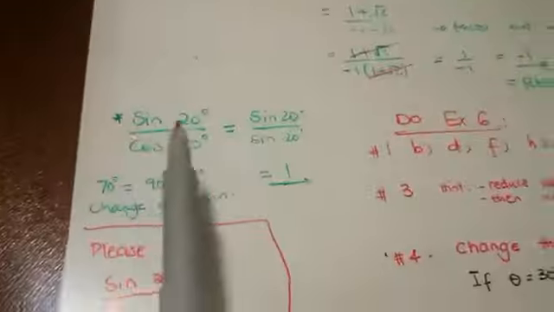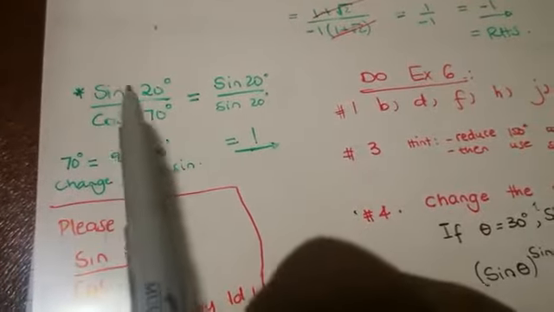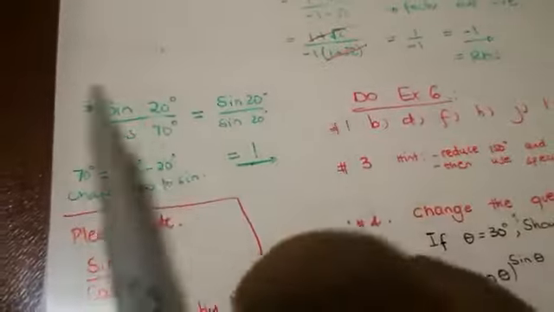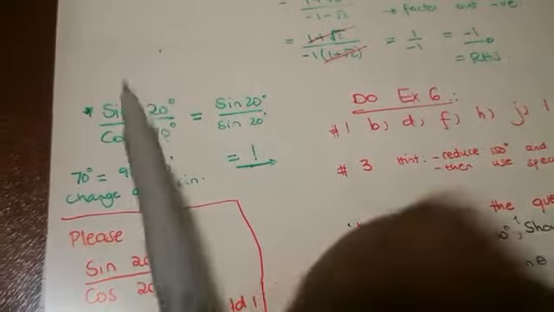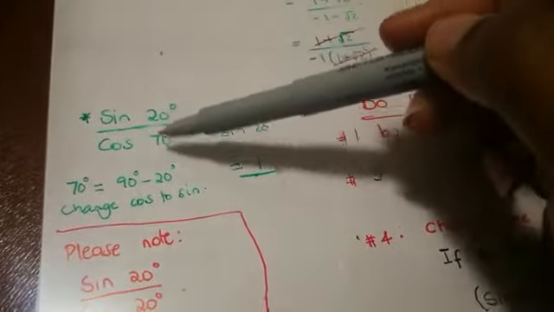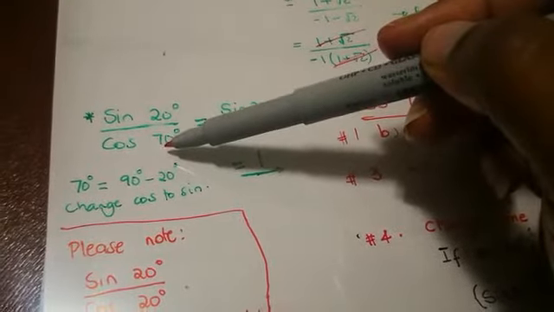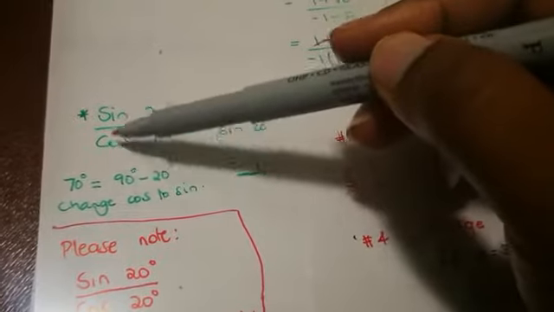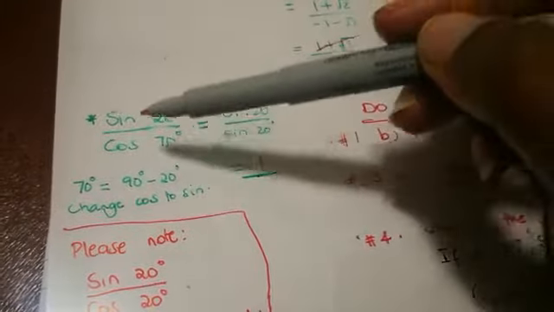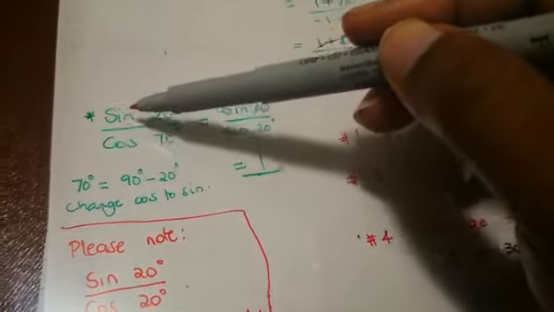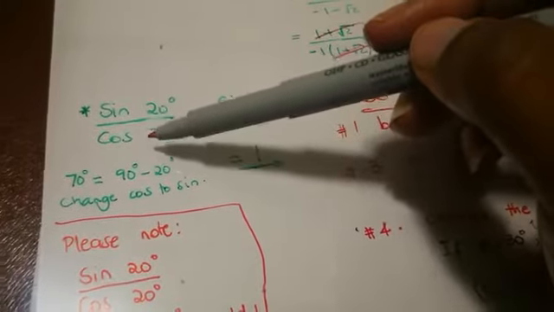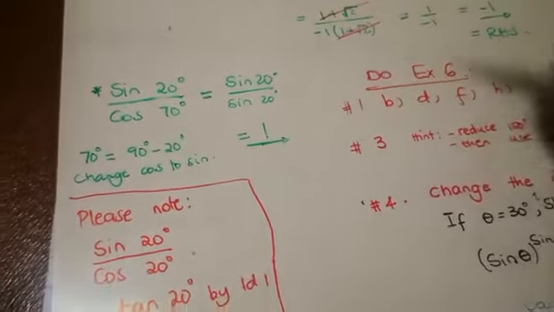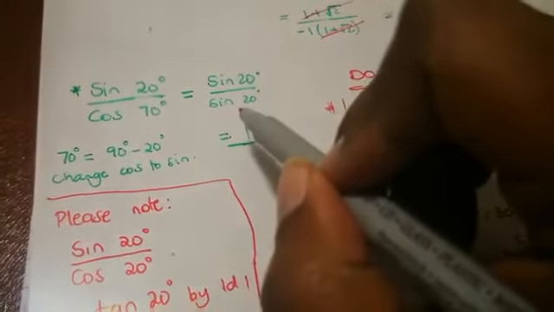Okay, I'm going to again just go on this one. Sine 20 over cos 20. Let's say you've worked out and then this is what you have. Now if you look here, 20 and 70, when you add them up, they give you 90, and this one is sine, this one is cos. It means that I can change this one and write it as that one, or change this one and write it as that one. So then I will be able to cancel, and then my answer will be 1.